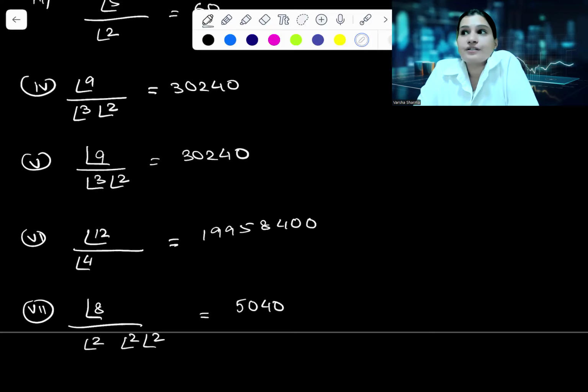So that's it for permutations. In our next session, we'll start with combination. Combination is pretty small.